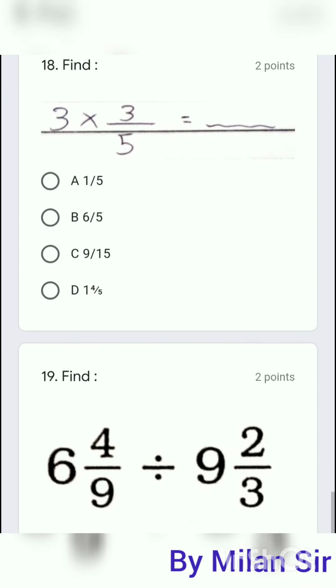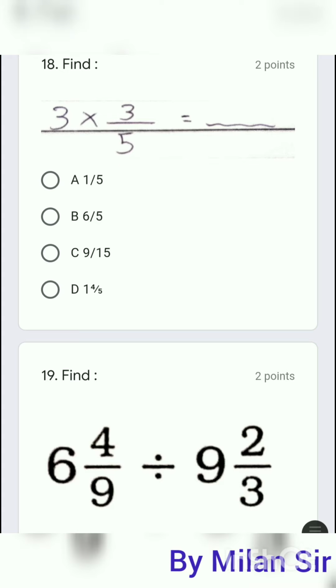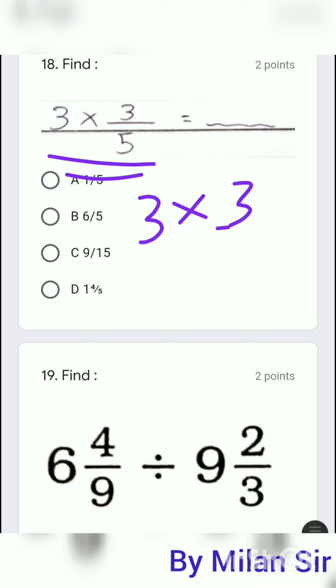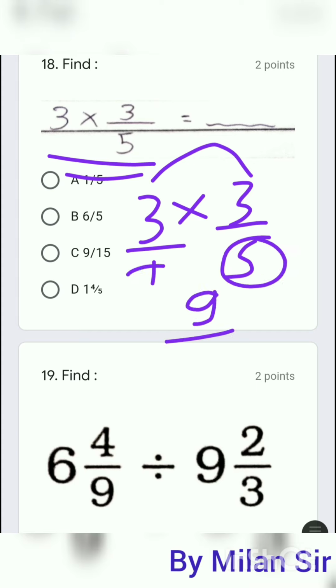After that, question number 18. 3 multiply 3 by 5. Here nothing is present in the denominator, so we can write 1. And here we do not need to take the LCM. Directly multiply numerator by numerator. So 3 3s are 9, divided by 5 1s are 5. So 9 by 5, this is the answer.